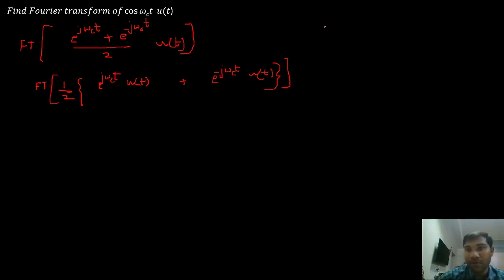What is my Fourier transform of u of t? Fourier transform of u of t is 1 by j omega plus pi delta of omega, right? 1 by j omega plus pi delta of omega. Okay, this is the Fourier transform. I should not write equal to, I should write a double-headed arrow.